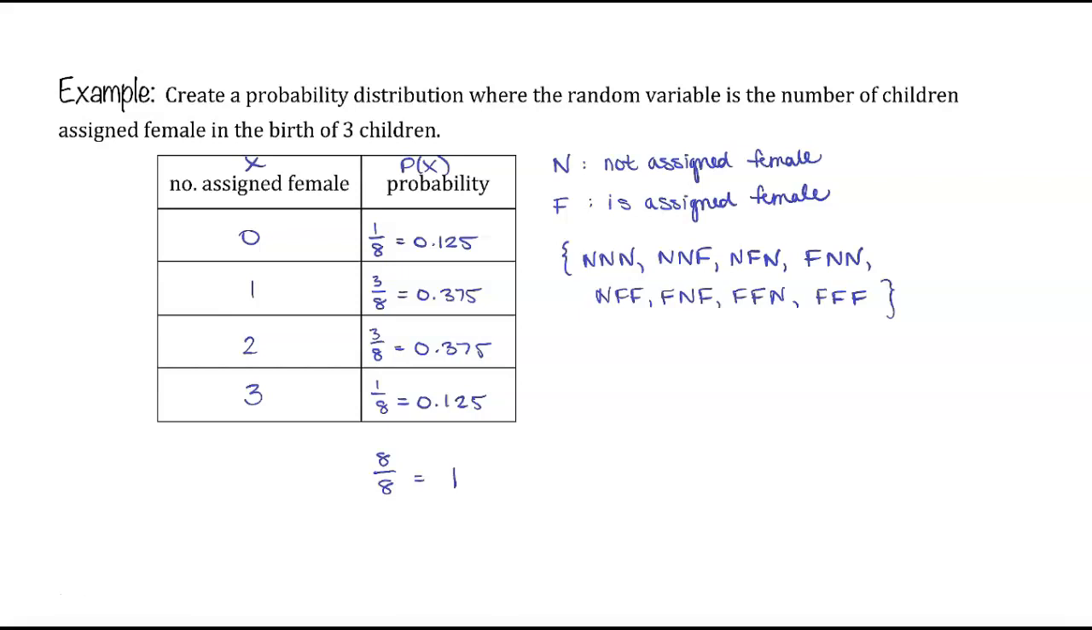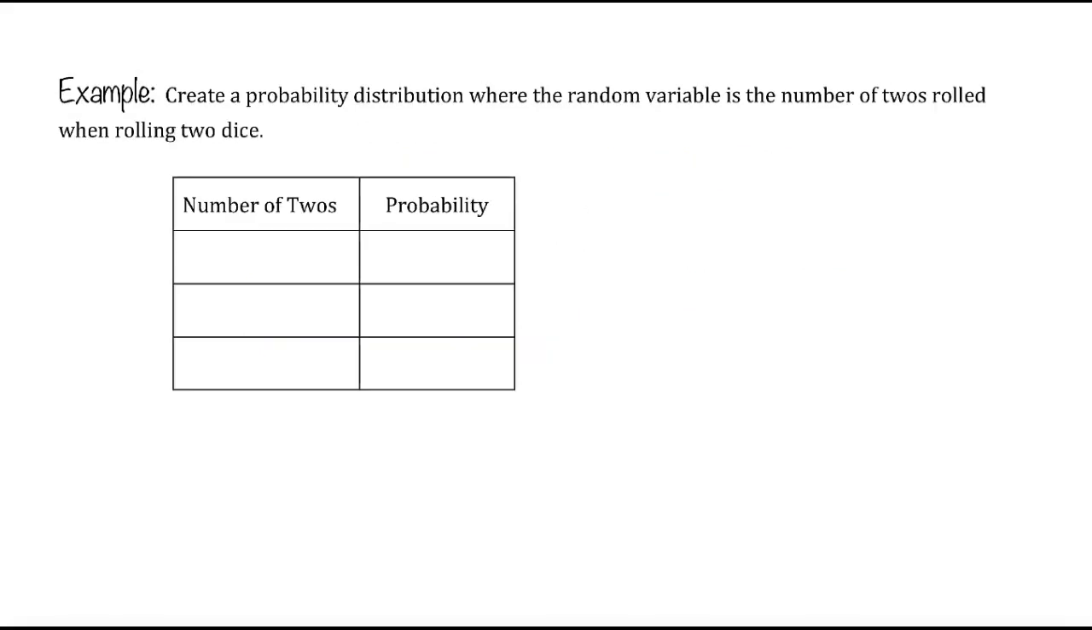Let's look at a different example. This time we're going to create a probability distribution where the random variable is the number of 2s rolled when rolling 2 dice. If we're rolling 2 dice, we have 3 options. We could have neither of the 2 dice land on 2. We could have 1 die land on 2 while the other does not, or we could have both dice land on 2. Let's calculate the probability for each of these scenarios.